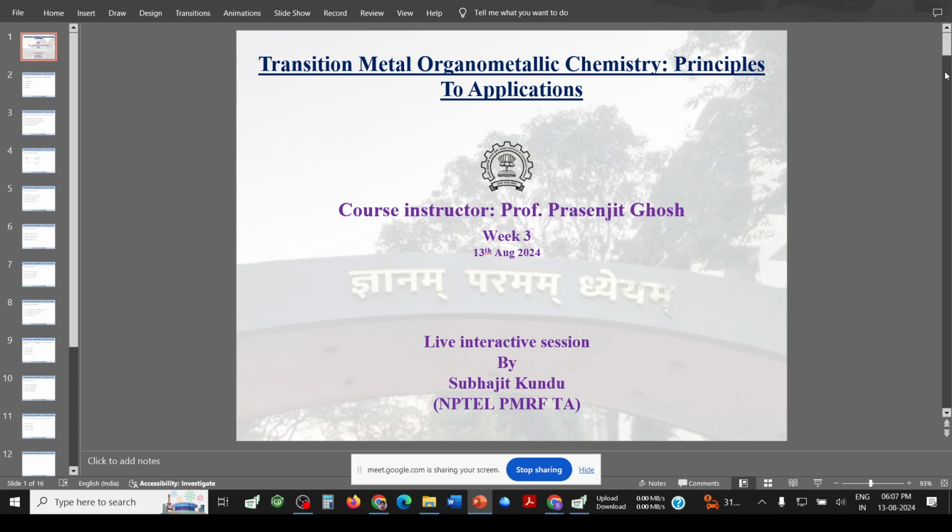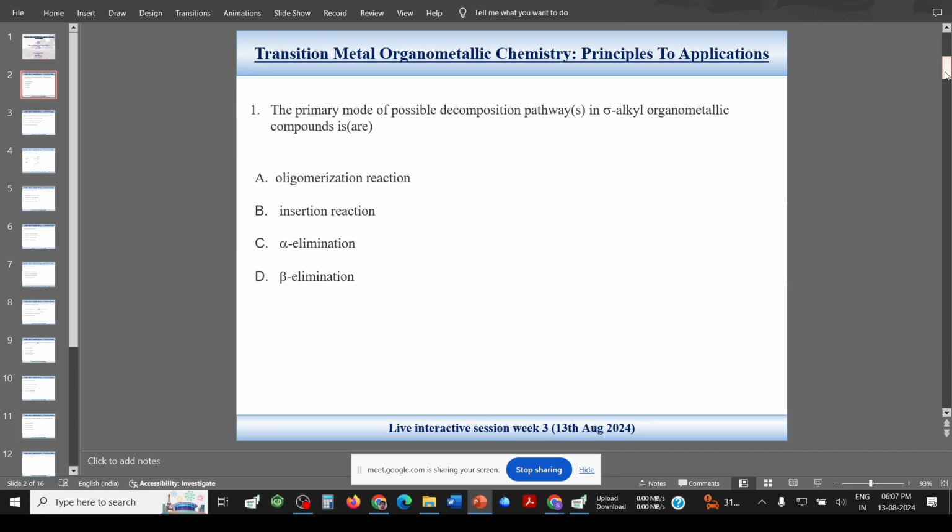So without wasting time, let's directly move to today's first question, which is: the primary mode of possible decomposition pathway in sigma alkyl organometallic compounds is or are.